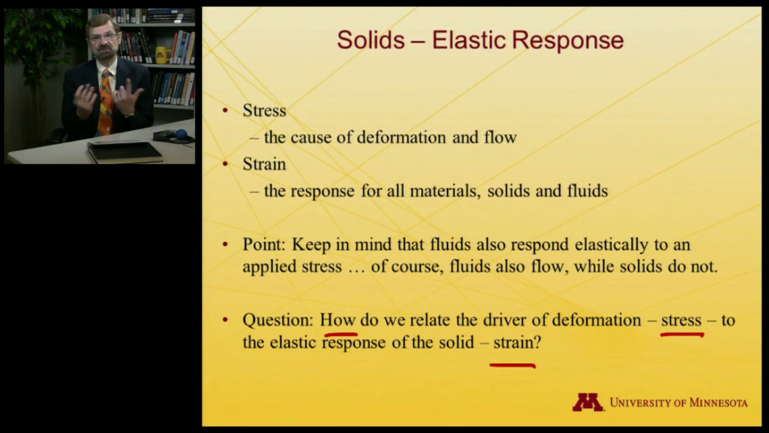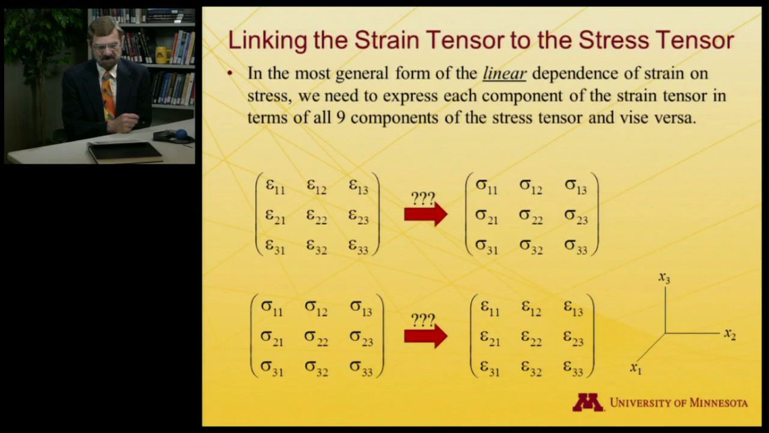Now we have two tensors, second-rank tensors. They're both composed of 9 components. We want to know, how do we go from one to the other? So we're going to take an approximation. We're going to assume that the linkage between stress and strain is linear.